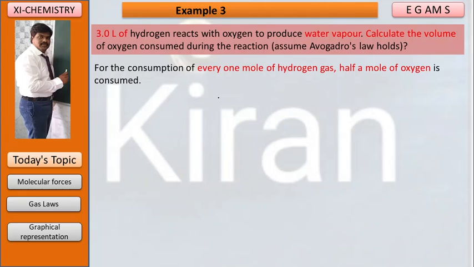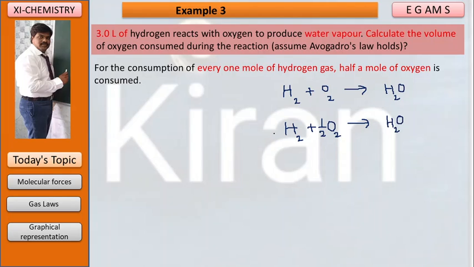What's the question? 3 liters of hydrogen gas reacts with oxygen to produce water. You know how the water will form. I am writing the equation. What is that? H2 plus O2 gives H2O. When you observe clearly here, two hydrogens, here two oxygens, one oxygen only there. To better understand this equation, I am going to alter it: H2 plus half O2, then H2O.